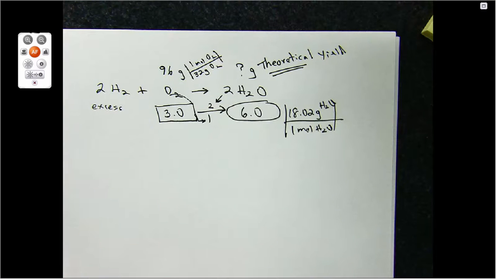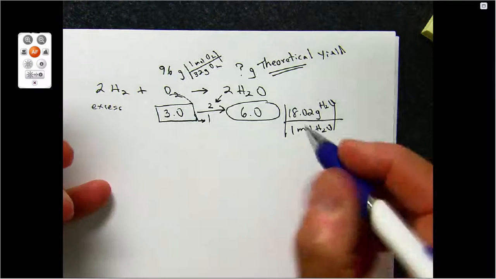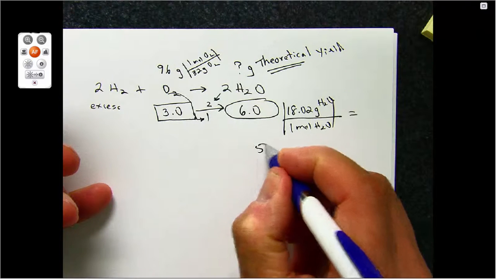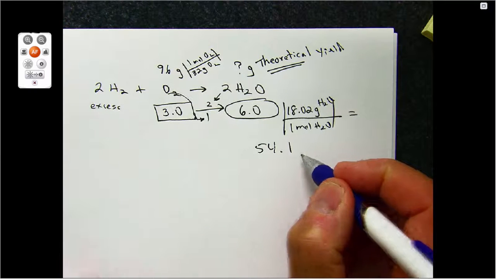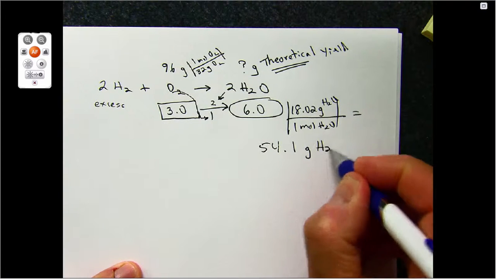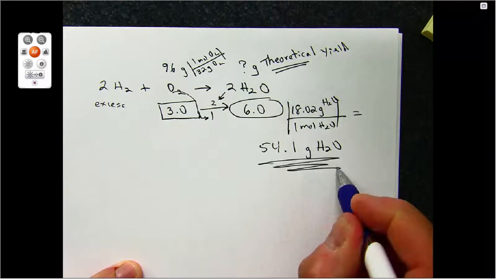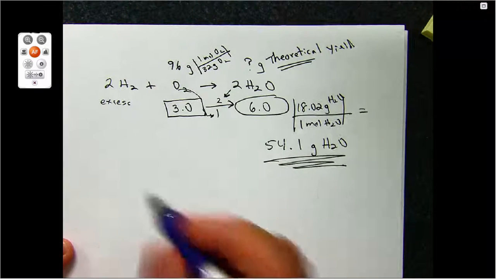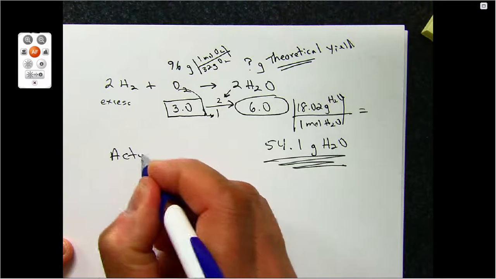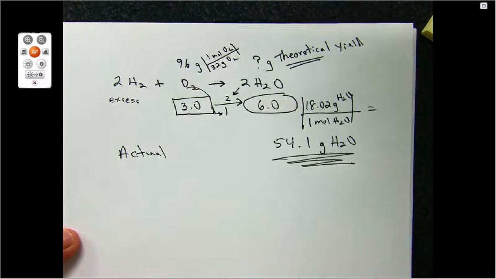So theoretically, we should get 54.1, if we keep an extra number, grams of water. So that's theoretical. Now, let's say you actually did this experiment, and this would have to be given to you, unless you did it in the lab.